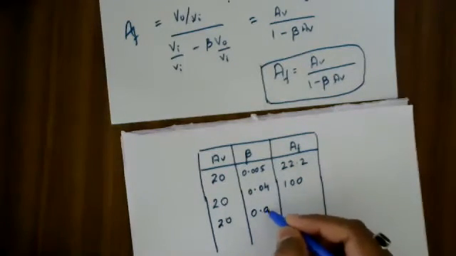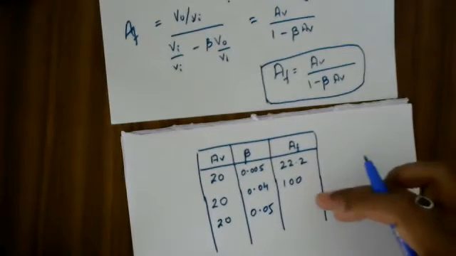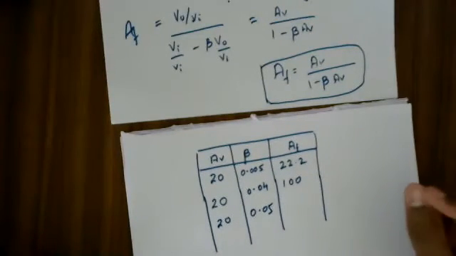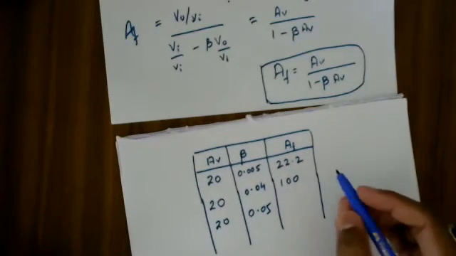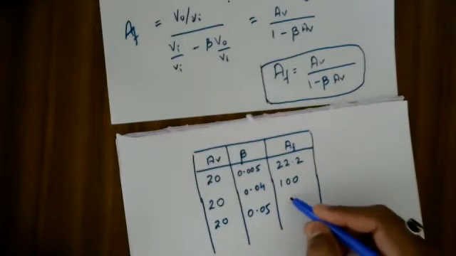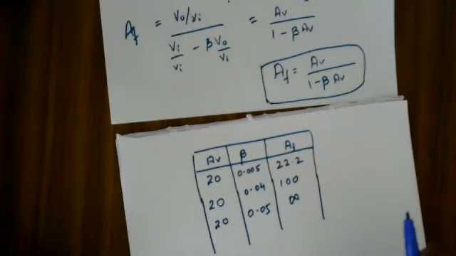beta as 0.05. Now, you compute what's the value of your AF. Good. You will be getting the value of your AF as infinite.